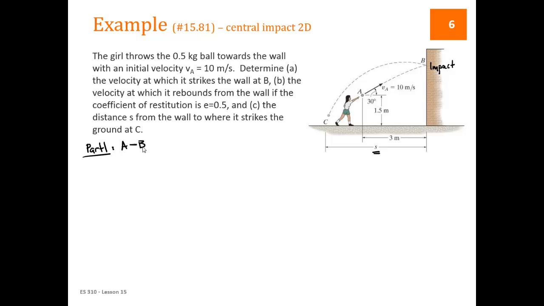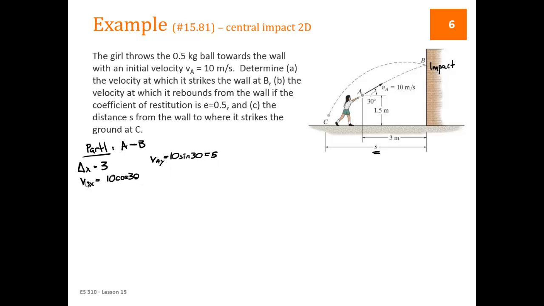Alright, so if this is 2D projectile motion, we know that the x direction changes by 3, because we're moving 3 to the wall. The x direction of the initial velocity is 10 cosine 30. The y direction of the initial velocity is 10 sine of 30, which is equal to 5.